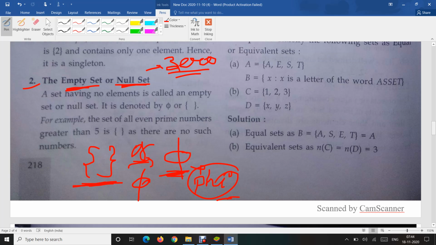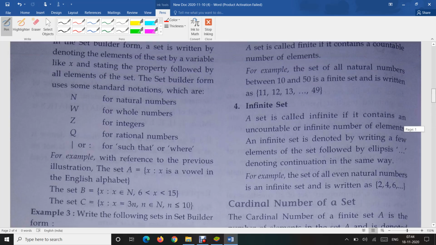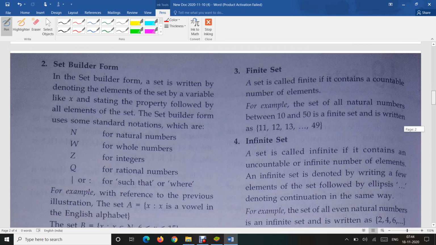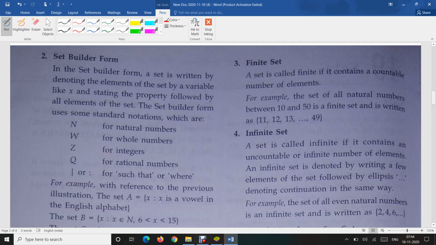Now the next one is finite set. So what is the finite set? As it is clear from the name, finite means fixed. Finite means countable. So a set is called finite if it contains a countable number of elements.